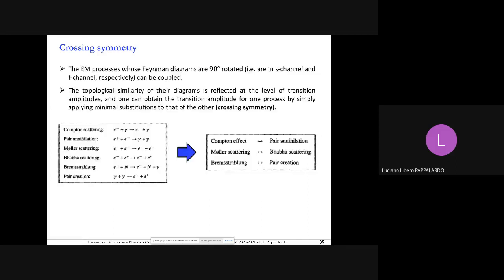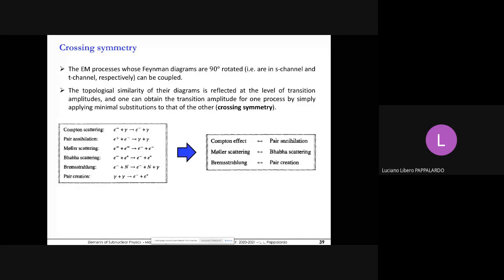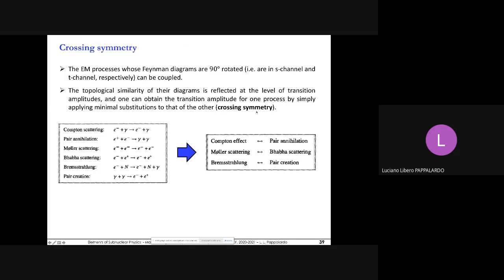So the electromagnetic processes whose Feynman diagrams are rotated by 90 degrees, so are in s-channel and t-channel respectively, can indeed be coupled. And the topological similarity of their diagrams is reflected at the level of transition amplitude. And one can obtain the transition amplitude for one process by simply applying a minimal substitution to that of the other process. And this is indeed the sense of exploiting this crossing symmetry.